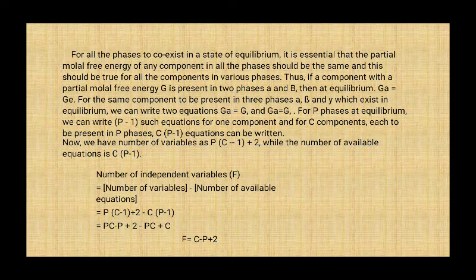For all the phases to coexist in a state of equilibrium, it is essential that the partial molar free energy of any component in all the phases should be the same, and this should be true for all components in the various phases. Thus, if a component with a partial molar free energy is present in two phases alpha and beta, then at equilibrium G beta is equal to G alpha.